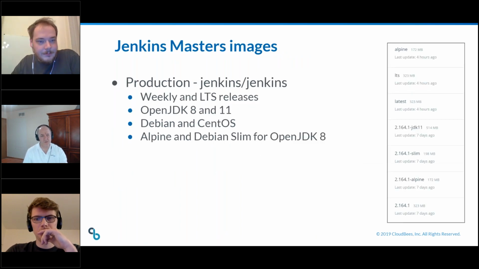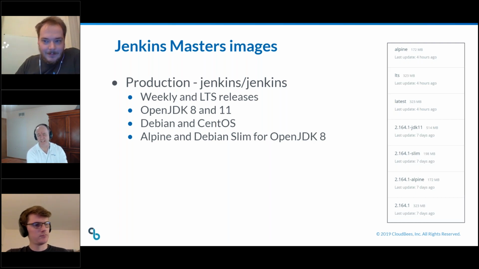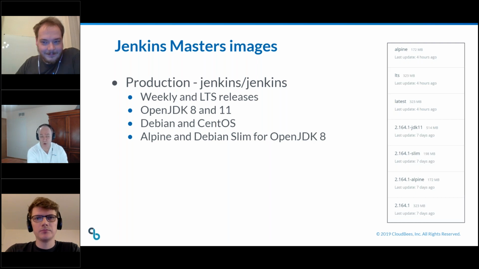In addition, Jenkins provides master images of many different flavors, depending on what your needs are. For example, if you want the absolutely cutting edge, get the weekly release. If you prefer something that's more stable, go with the long-term support release. Maybe you've decided you need OpenJDK 11. Well, we've got that, or 8. I'm a Debian user, a CentOS user. Oh no, I prefer the lightweight forms like Alpine and Debian Slim. All available, maintained, actively updated. Every time we get a new release, these are all issued.